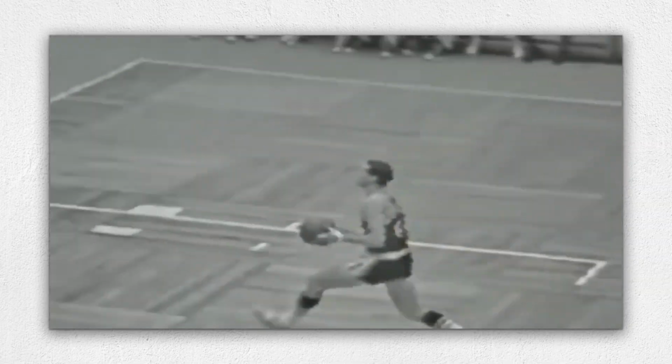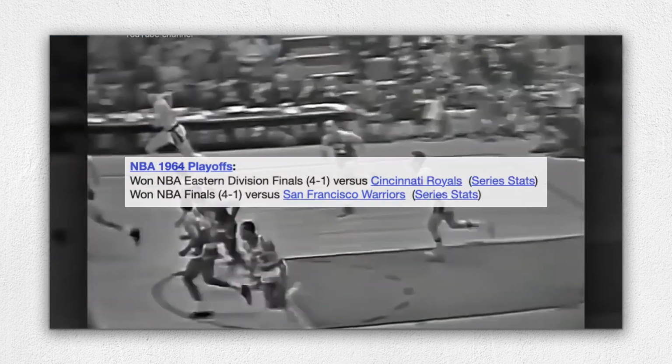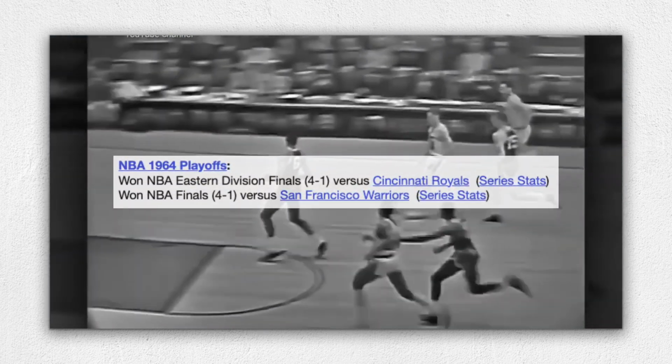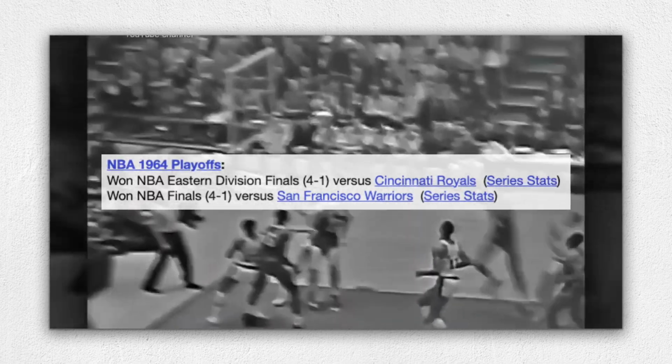The team was a defensive powerhouse, led by none other than Bill Russell, who averaged 15 points and 25 rebounds a game, and John Havlicek and Sam Jones, who both averaged a hair under 20 points. This team went 59-21 in the regular season, beat the Cincinnati Royals with Oscar Robertson 4-1 in the Eastern Division Finals, and beat the San Francisco Warriors in the finals with Wilt Chamberlain.